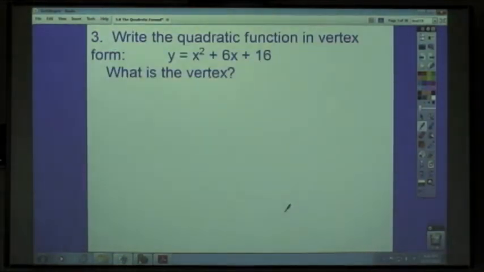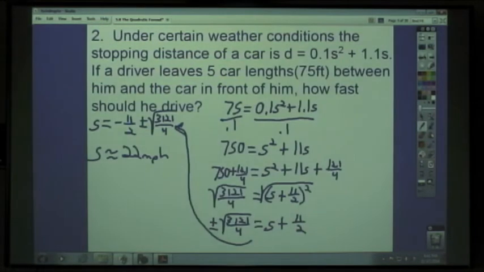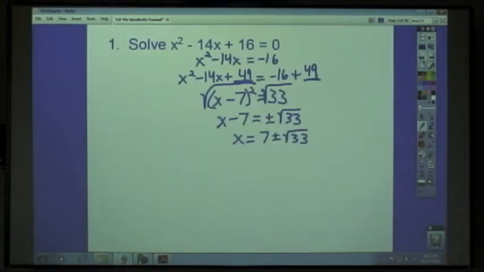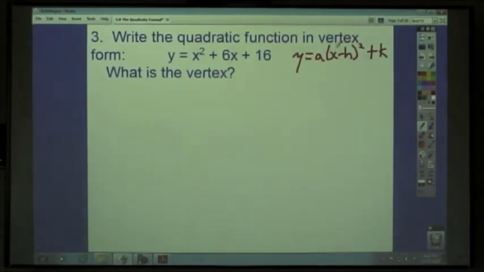Okay, for number 3. This was the last thing that we talked about last time in class when we were writing the quadratic function in vertex form. Remember, vertex form looks like this, where you have the parentheses squared. Guys, that's the exact same thing we did back here, getting something to be a perfect square like this vertex form. So basically you attack this pretty much the same way that you attack the other problems.